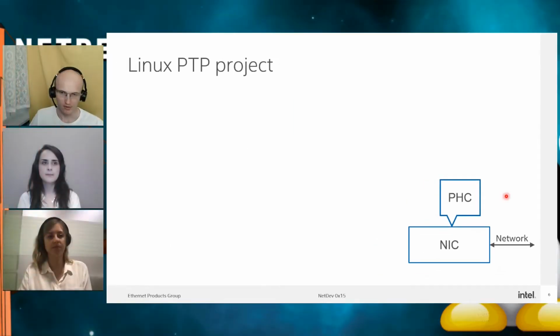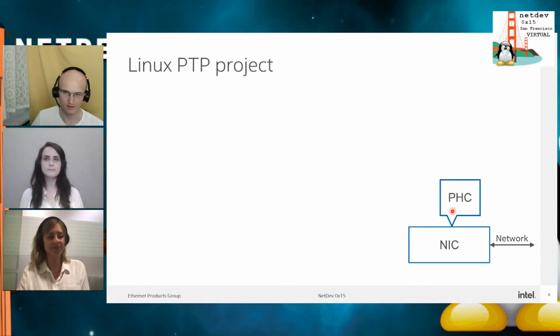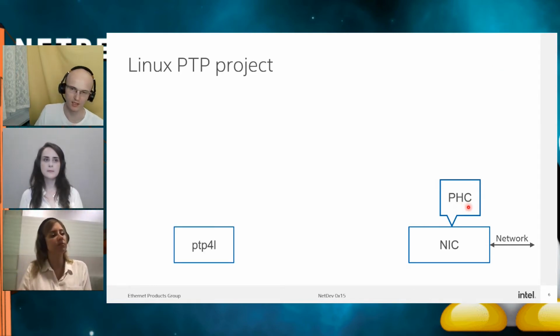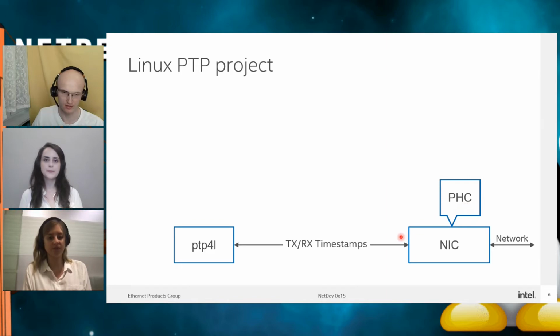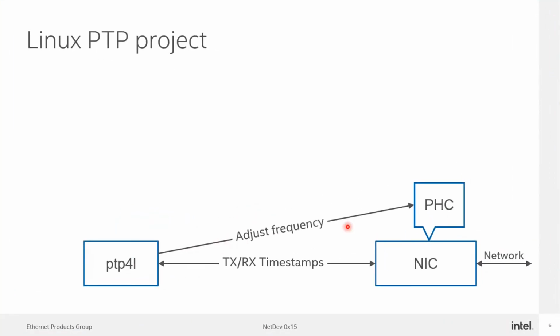So like we said before, it starts with the NIC that has the PHC inside it. And the first tool that we will run to actually synchronize to the grandmaster that's in the network is the PTP4L. This tool will implement and follow the 1588 protocol. So it will get the transmit and receive timestamps from our network adapter. And then it will control the frequency and phase and time inside the PHC.